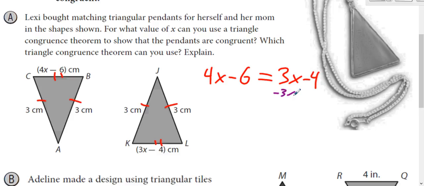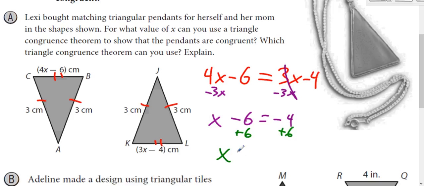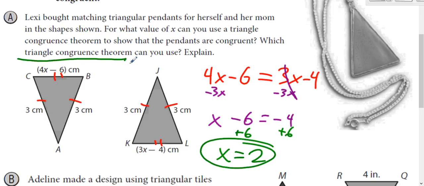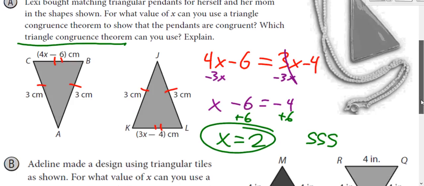Subtract the 3x over to get our x's together. You get x minus 6 equals negative 4. Then add the 6 over to get x by itself. So x equals 2. So if x equals 2, then we have enough to show that they are congruent because of which triangle congruence theorem? Because of side, side, side. You have all three sides of one triangle congruent to the three sides of the other triangle.